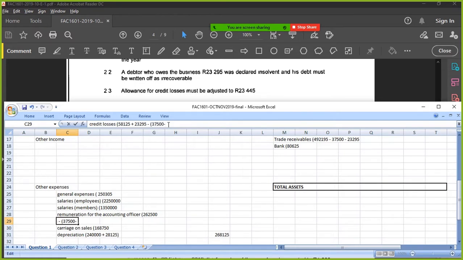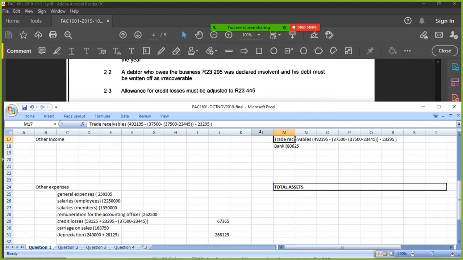So, negative, open brackets, the difference. 37500 less 23445, close brackets, equals. Okay, this is probably going to total up already, so equals answer. Okay, what does that give me? Copy paste. That's going to go here. Okay, the allowance is going to decrease by the difference. So actually, I need to show that here. Okay, there we go.